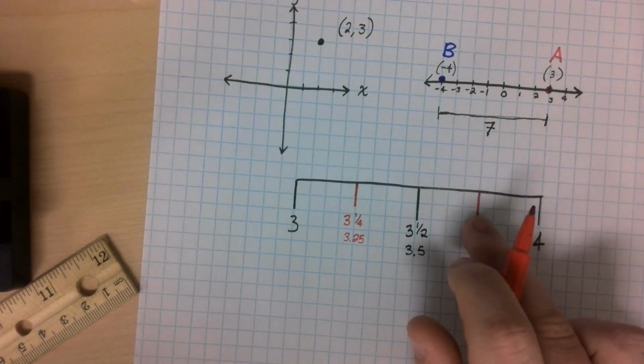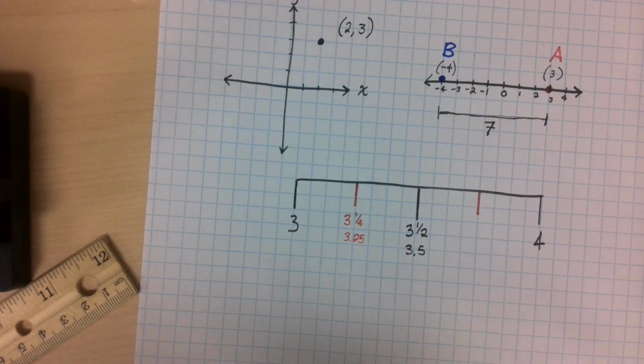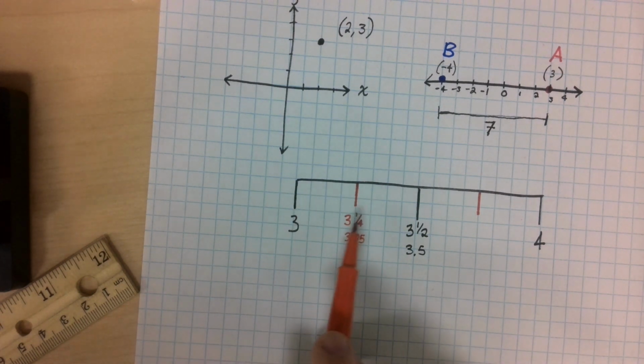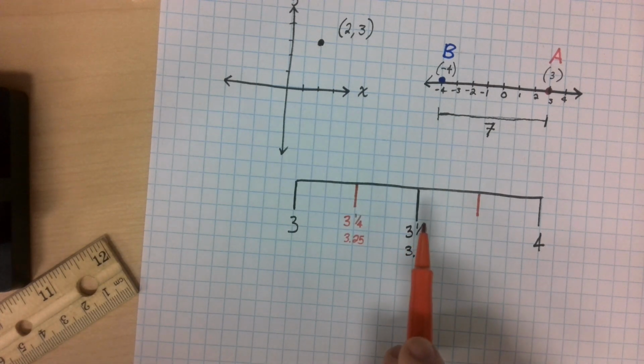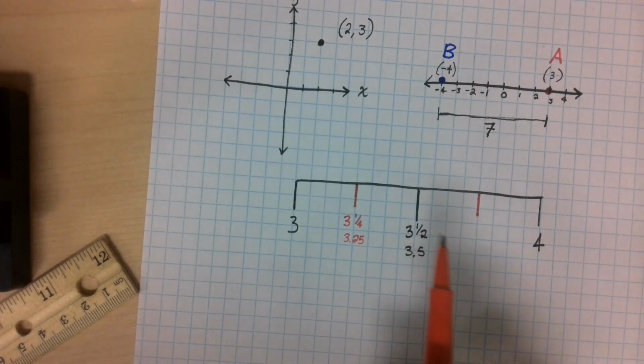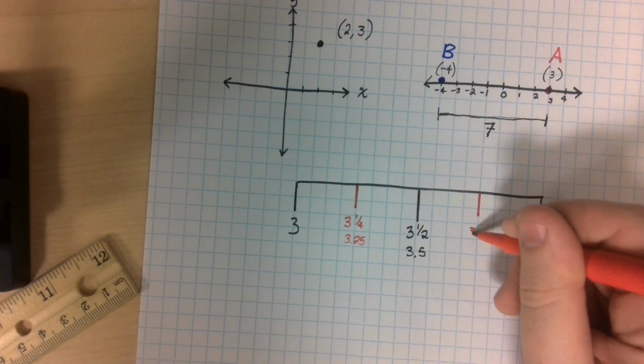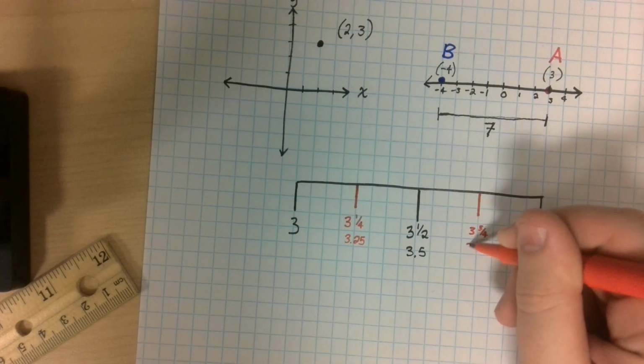So what's this going to be? Well, we can actually count up by quarters to get there. So 3 0/4, 3 1/4, 3 2/4, which is the same as 3 1/2. 2/4 is 1/2. So this must be 3 3/4, or 3.75.